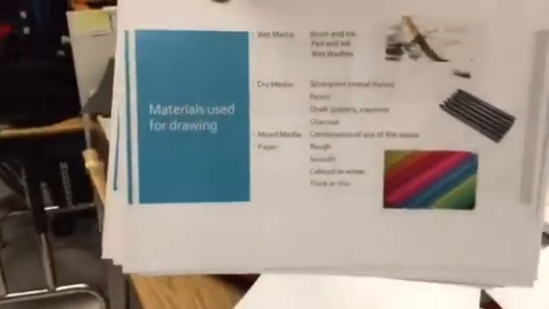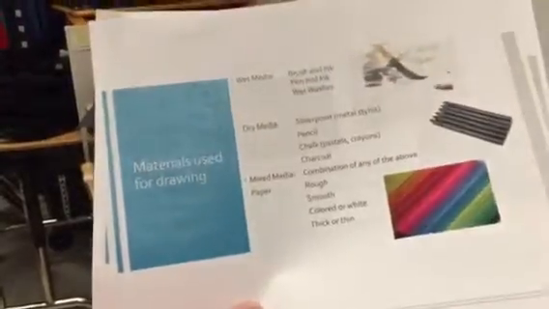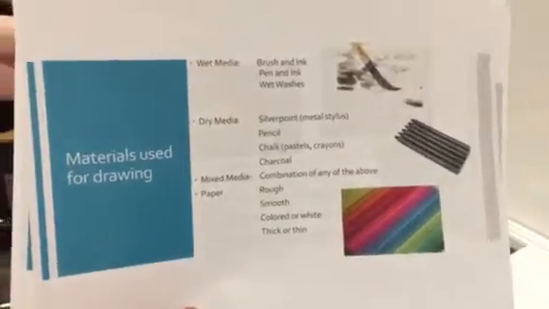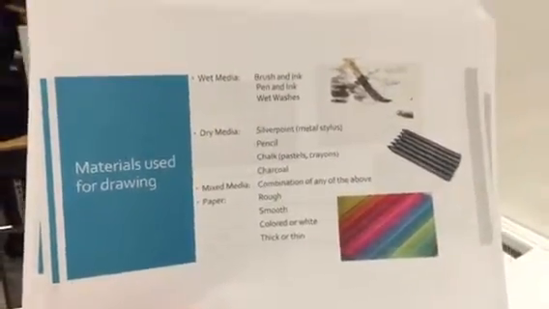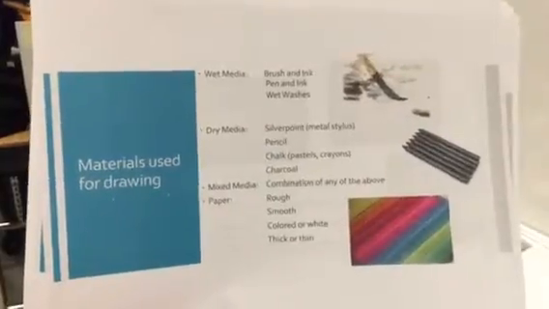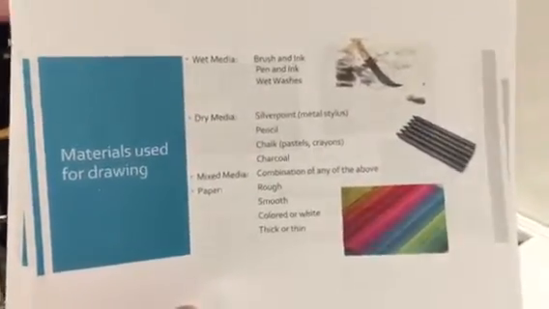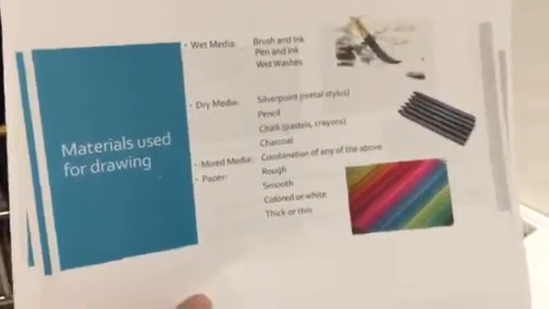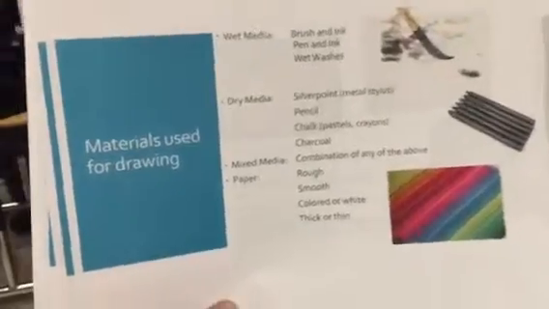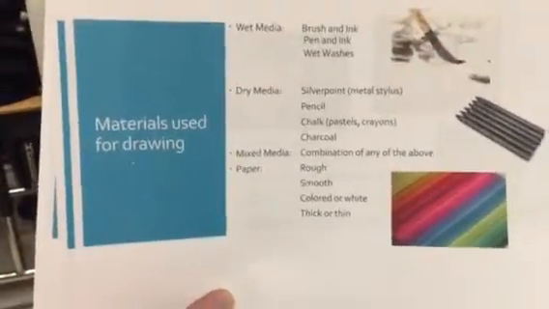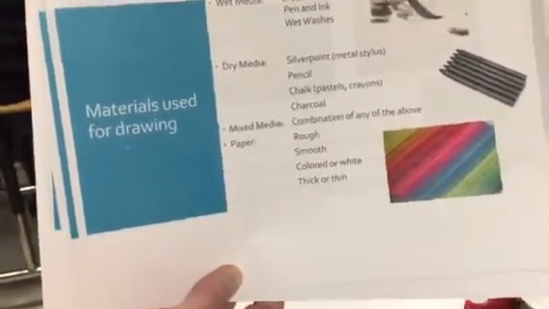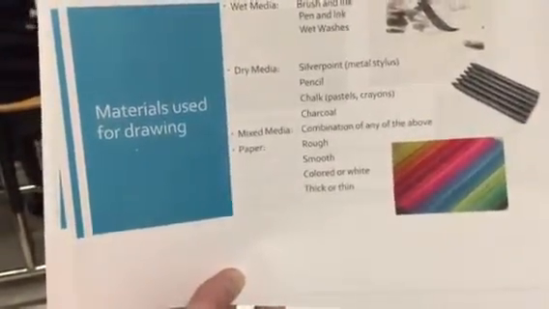So here are some materials that we use for drawing. The wet media would involve water, brush and ink, pen and ink, and wet washes. Dry media would be silver point, which is like a metal stylus. It's what they used long ago. Pencils, chalk, which includes crayons and pastels, and charcoal, which is very messy. I did try and get some for the kids, but it's super messy, so I thought better of it. And then mixed media is a combination of any of these above. And then paper is also one of the materials we consider for drawing. It can be rough, smooth, colored, or white, thick or thin.